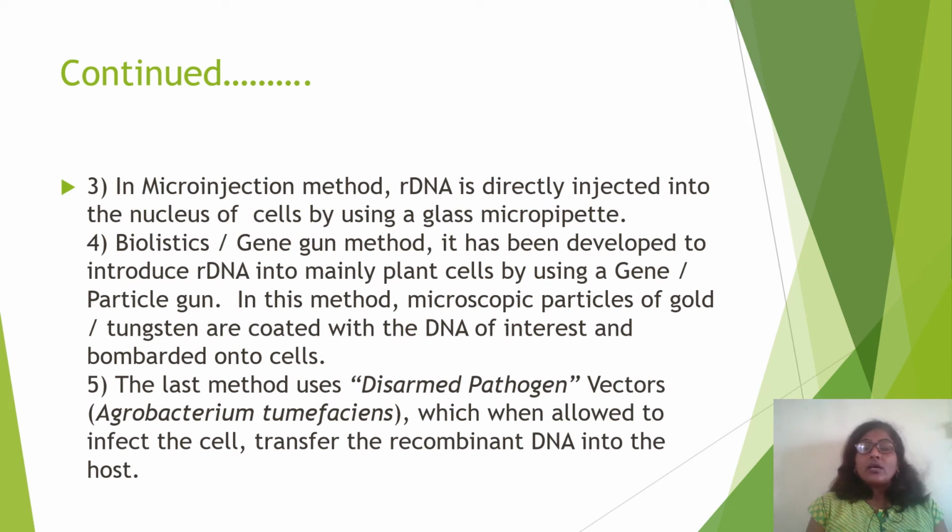Next, again one more vectorless technique we have, biolistics. Biolistic means using a gene gun. It has been developed to introduce recombinant DNA mainly into the plant cells. Gene gun is used for this purpose, and in this method the microscopic particles of gold or tungsten are used.